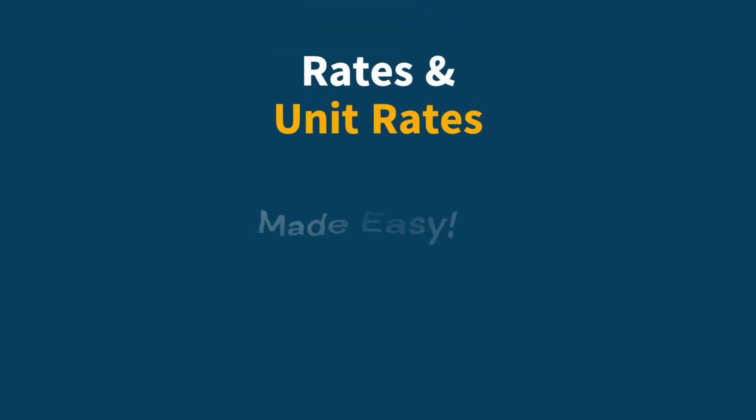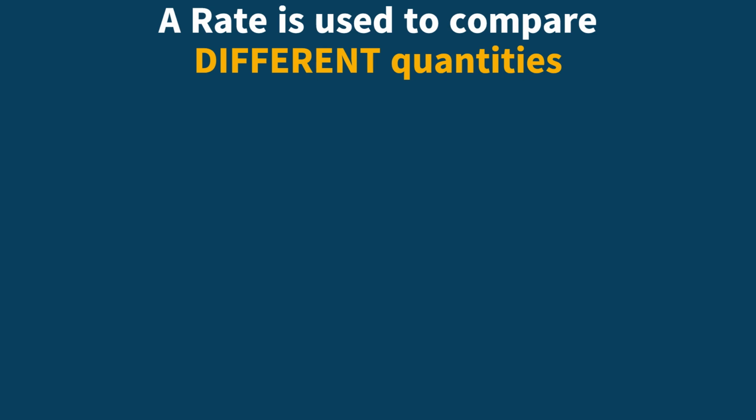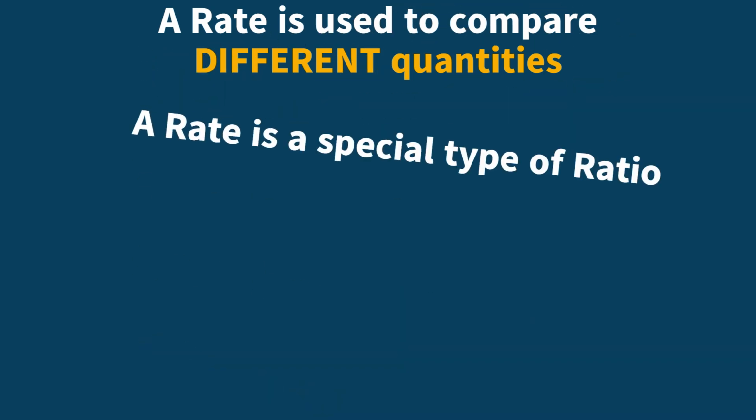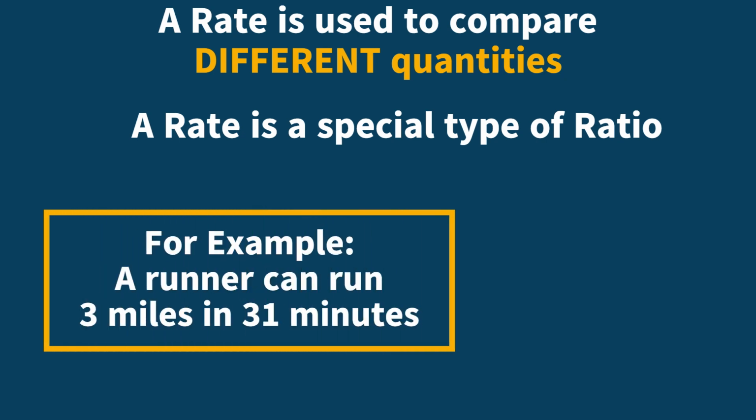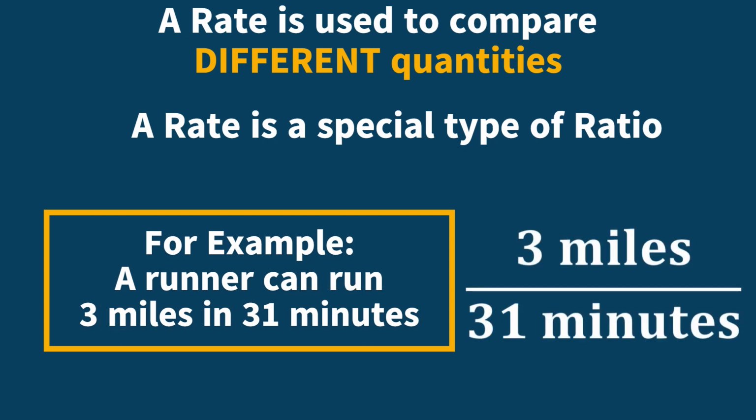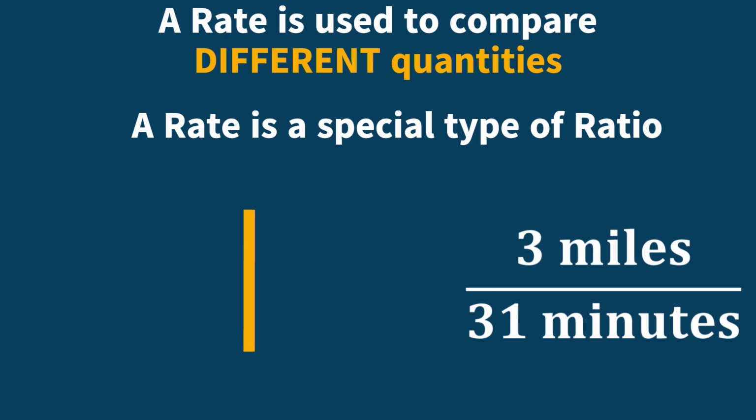Rates and unit rates. Made easy. A rate is used to compare different quantities. A rate is a special type of ratio. For example, a runner can run 3 miles in 31 minutes. The two different quantities are miles and minutes. Writing this as a ratio, we will have 3 miles over 31 minutes.